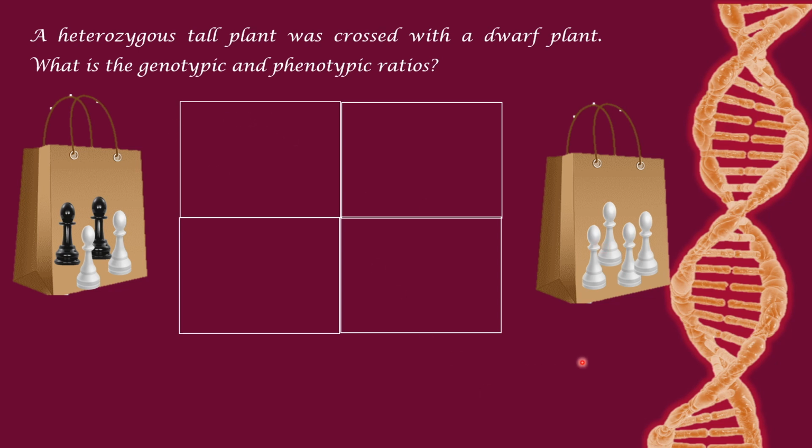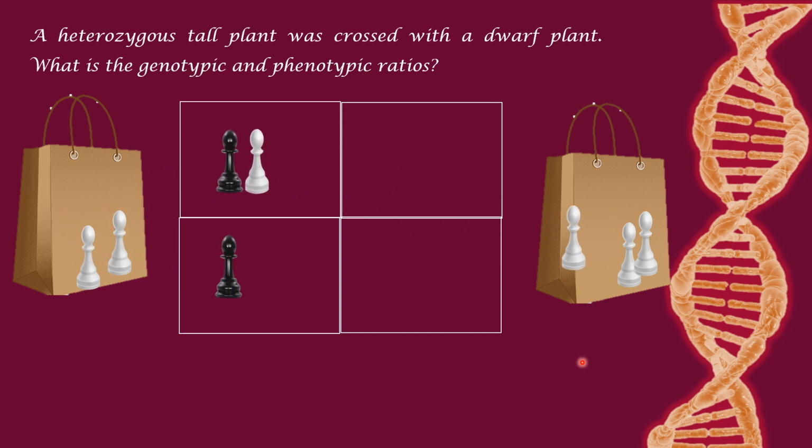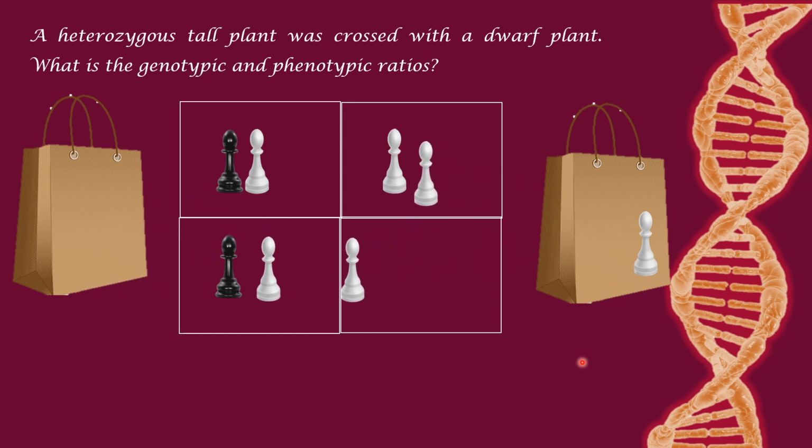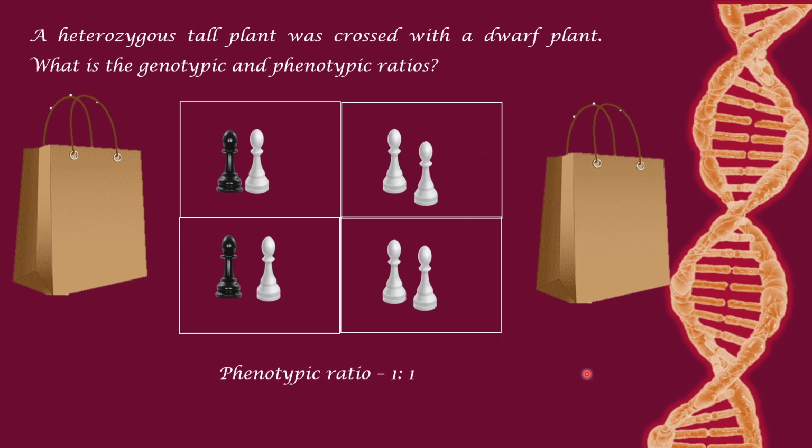Let us play the same game again. 1, right? 2, 3, 4. Now tell me how many plants are tall and how many plants are dwarf. In these two cases, as dominant factor capital T is present, these two are tall, whereas these two are dwarf. So what is the genotypic ratio and phenotypic ratio? Let us see the phenotypic ratio. These two are tall, these two are dwarf, 2:2, so 1:1.